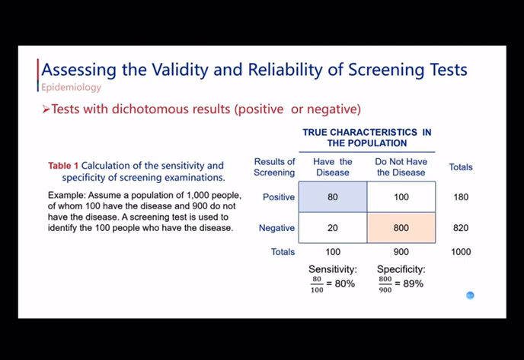Second, how good was the test in correctly identifying those who did not have the disease? Looking again at Table 1, of the 900 people who did not have the disease, the test correctly identified 800 as negative. The specificity of the test, which is defined as the proportion of non-diseased people who are correctly identified as negative by the test, is therefore 800/900 or 89%.